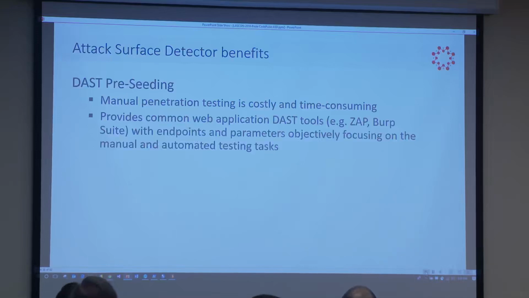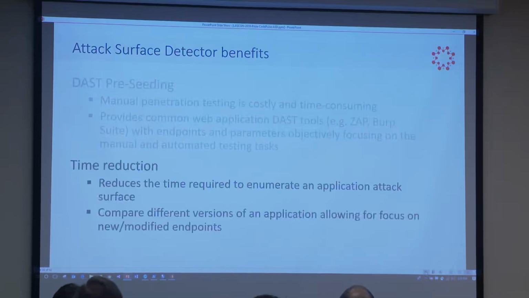It can feed tools like ZAP and Burp to make the testing process more efficient and help reduce time. Rather than having to manually enumerate the attack surface, either going brute force, or going through the source code to try and figure out what the attack surface is, which can be error prone and a manual process. You can also compare the differences between two applications to help target your testing, as we talked about before, trying to keep up with the fast pace of development.